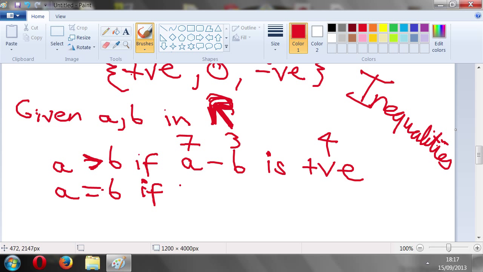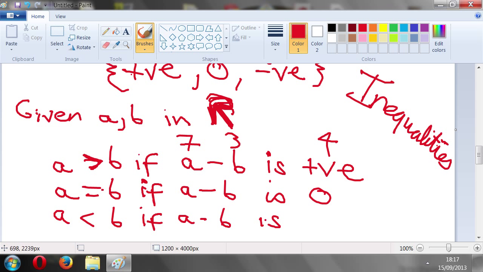A is equal to B if A minus B is 0. And A is less than B if A minus B is negative. So the middle one is fairly self-explanatory. There's just the same number here. If we put in a 3 and a 7 for the bottom one, we can see the result is going to be minus 4 here. And so we'll be able to deduce from this negative answer that A is less than B.